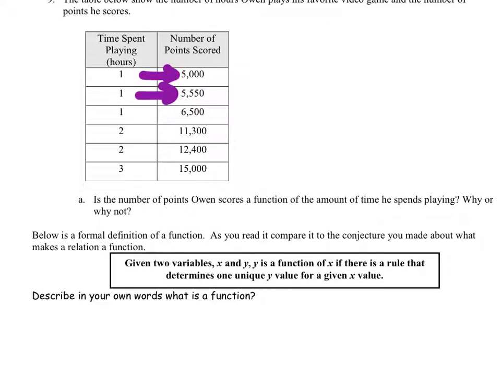Below this is a formal definition. Given 2 variables, x and y, y is a function of x if there is a rule that determines one unique y value for a given x value. So again, whatever x is can only put out one number, not 2 different numbers.